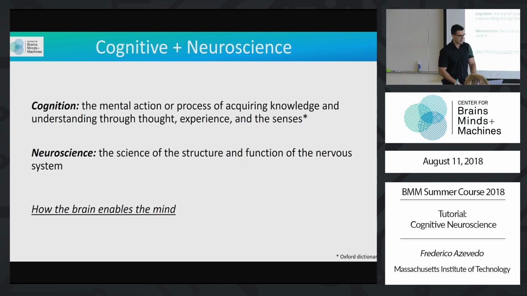So obviously, the term cognitive neuroscience is a combination of the terms cognition, which is the mental action or process of acquiring knowledge and understanding through thought, experience, and the senses, and neuroscience, which is the science of the structure and function of the nervous system. If you want to put this in simple words, it is the science that tries to understand how the brain enables the mind.